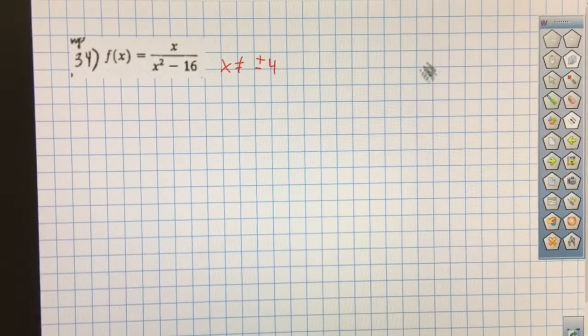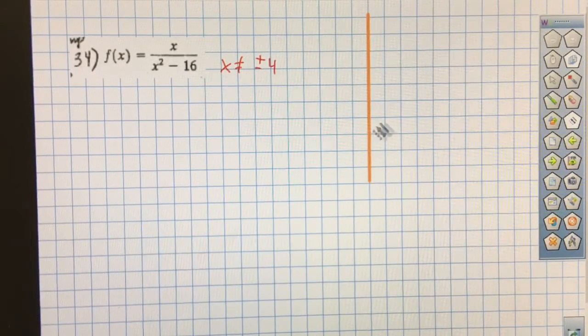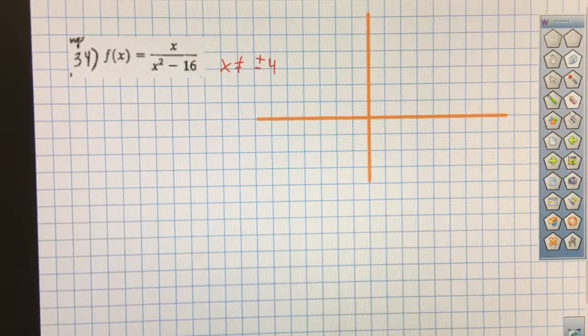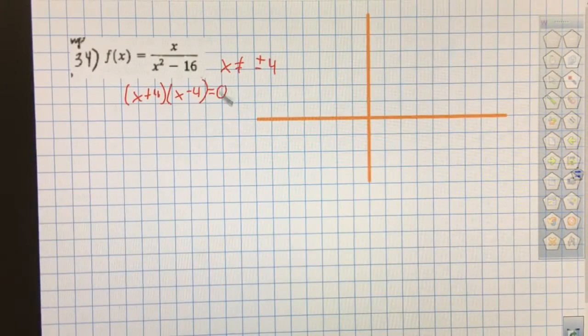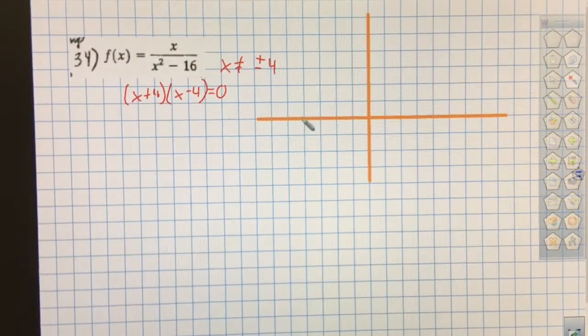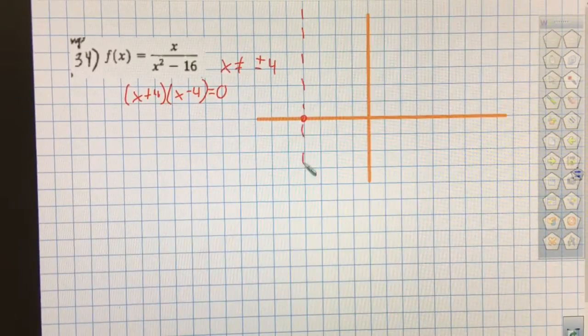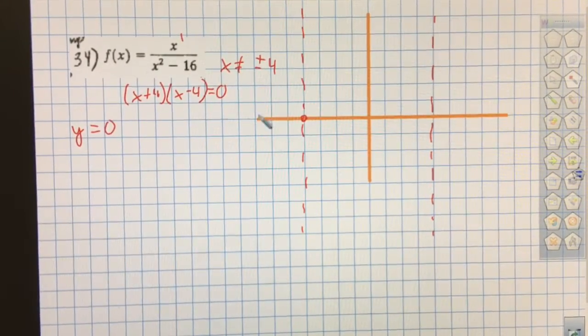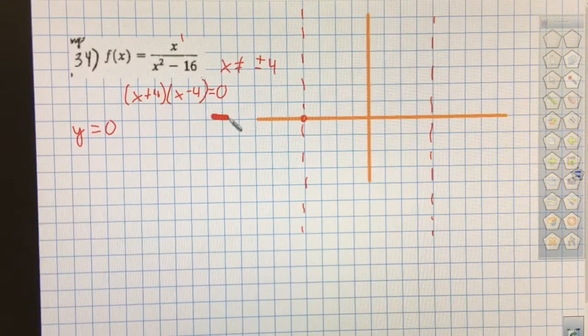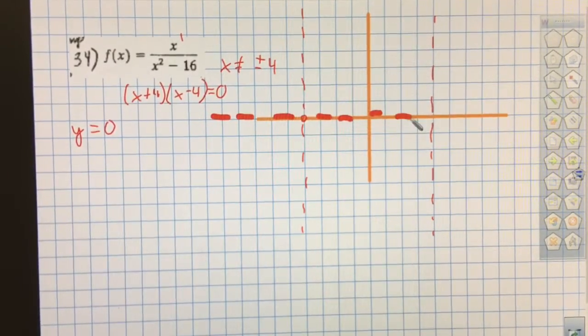I'm going to graph it. And what I like to do first when I graph it is take a look at the factored bottom, x plus 4 times x minus 4. And when you set that equal to 0, that gives you the asymptotes at negative 4 and 4. So negative 1, 2, 3, 4, there's a vertical asymptote. At positive 1, 2, 3, 4, there's a vertical asymptote. Horizontal asymptote, notice the degree of the top is 1, the degree of the bottom is 2. So there's going to be a horizontal asymptote at y equals 0, which is basically the x-axis.